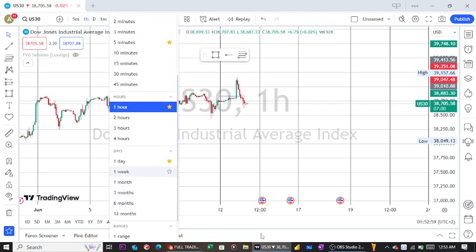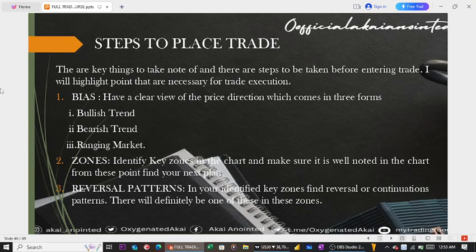When it comes to analysis, it is something you do with patience and discipline. You don't just rush your analysis. You do your analysis before you enter the market. You can do your analysis in the night. After doing your analysis in the night, you can now draw out your key support and resistance zones that you want to look out for. You can now draw your key areas.